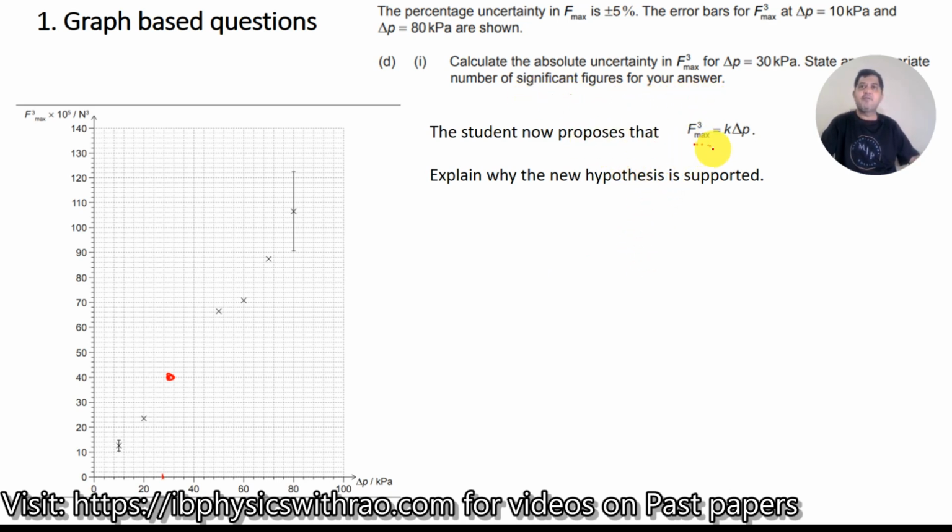Student now proposes f cube equal to k delta p. I have already taken this. Explain why the new hypothesis is supported. Okay, let us answer this one here. This we have already answered now. Let us look at this here. Calculate the absolute uncertainty for the f max cube. Now it's already given f max equal to so much.